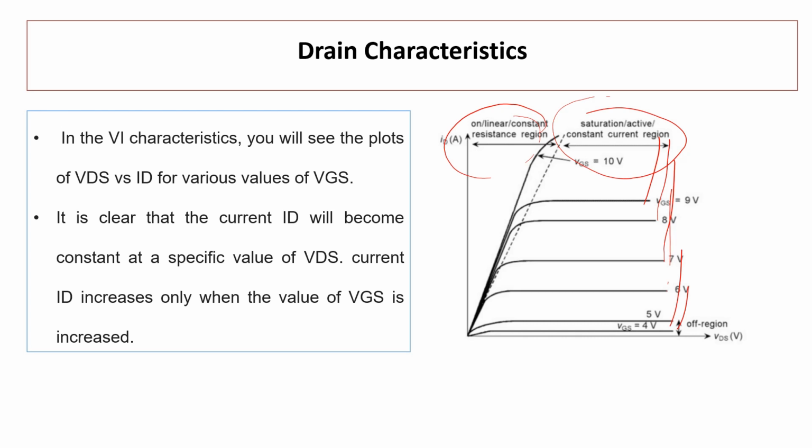The plot between VDS versus ID for various values of VGS is shown. It is clear that the current ID becomes constant at a specific value of VDS. The current ID increases only when the value of VGS is increased. See this: 10 volt, 9 volt, 8 volt. If VGS is reduced, your current is reduced. So the drain current increases with a positive increase in gate-source bias voltage, which is represented as the drain characteristics.